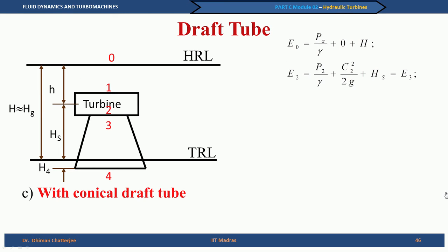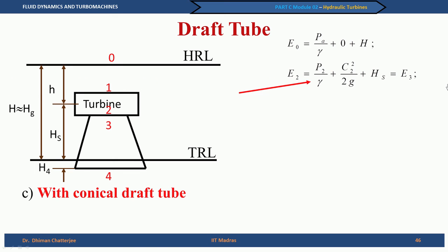In this case, the first important difference is that C3 is not equal to C4. C2 equal to C3 is fine, because they are coincident points we have taken, but C3 is not equal to C4 because C4 has a larger area. If there is a larger area, we know the velocity has to be less, because we are talking about an incompressible flow and conservation of mass. So, we can write that E0 is Pa by rho g or Pa by gamma plus H, and E2 is P2 by rho g plus C2 square by 2g plus Hs, which is my E3 as well.